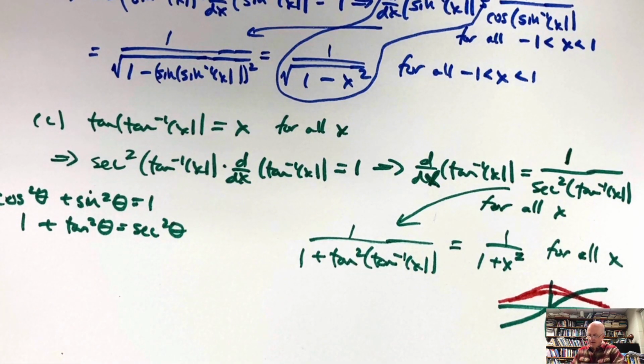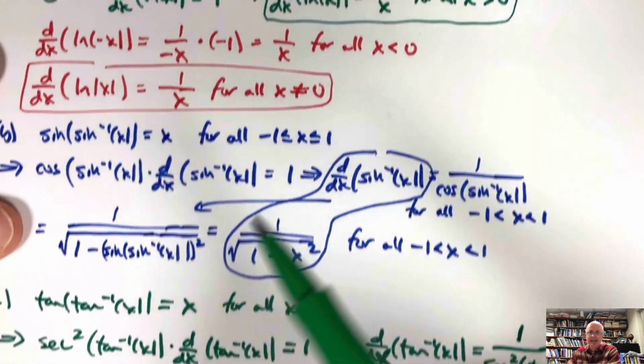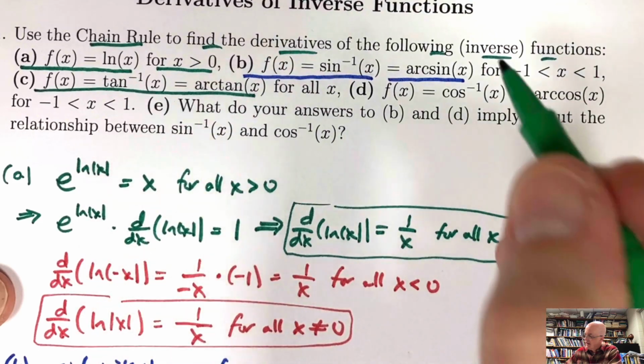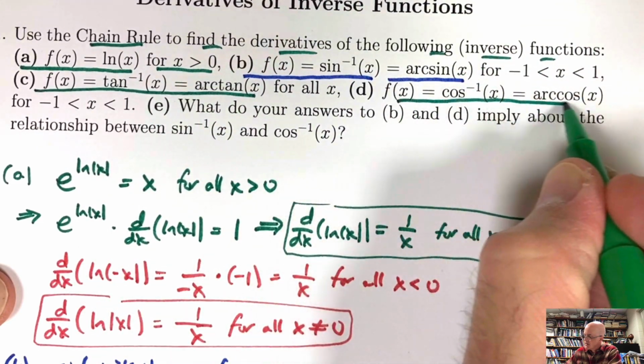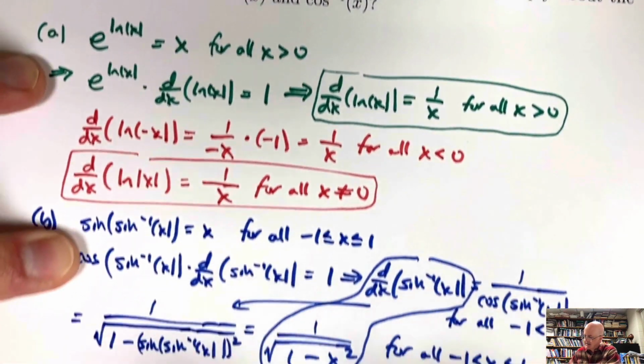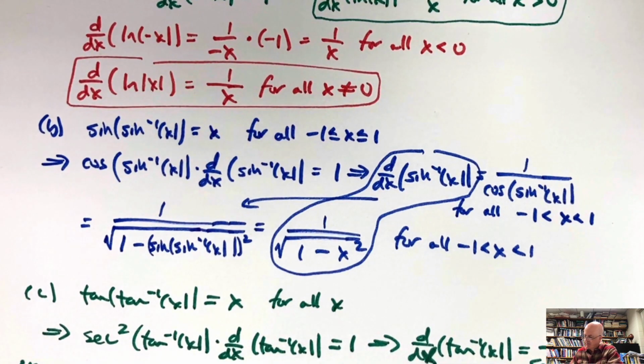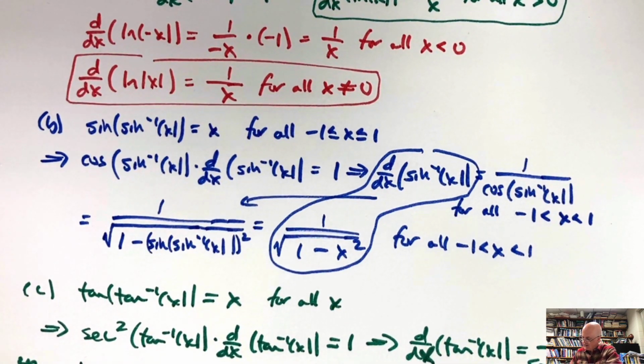All right, let's go on to part D. Find the derivative of inverse cosine of x, also called arccosine of x. Again, I'll go fast here. It's going to be pretty similar to part B. Let's use red here. It's going to be pretty similar to this one.